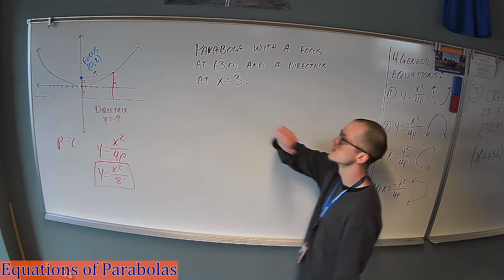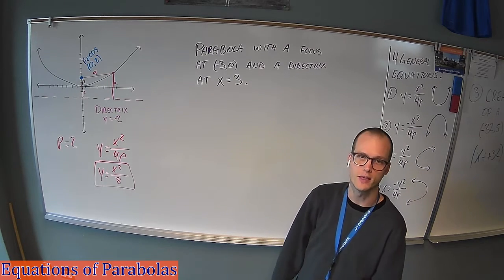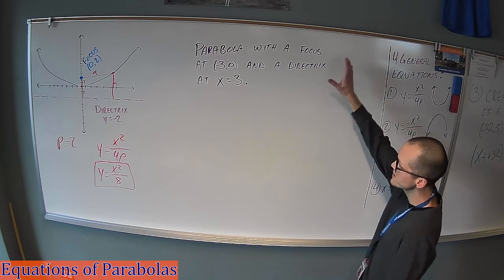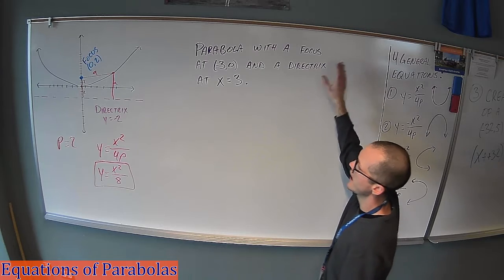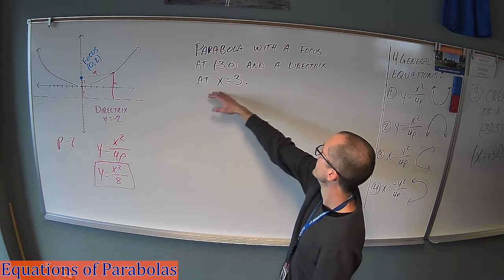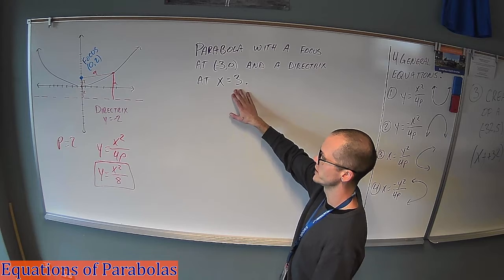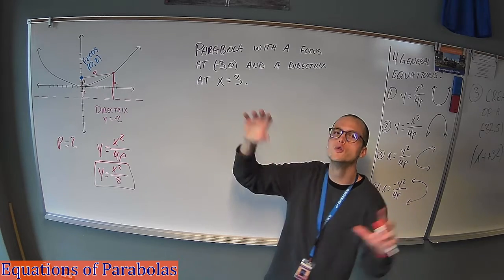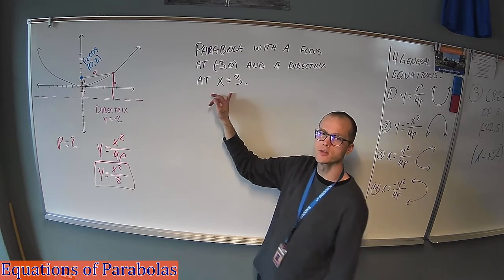If you're given some words like this one, you've got to do a little bit of critical thinking. So let's walk through it. This parabola has a focus at (-3, 0) and a directrix at x equals 3. Okay, so huge clue here. x equals 3 is the directrix.